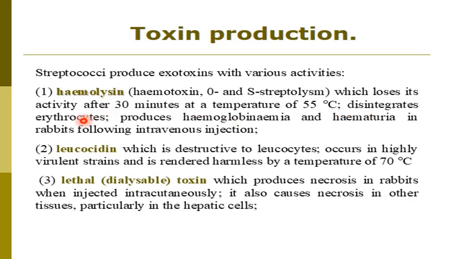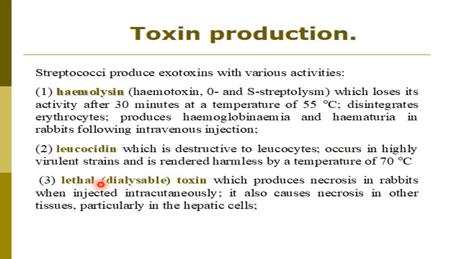Hemotoxins O and S, the streptolysins, lose their activity after 30 minutes at a temperature of 55 centigrade. This disintegrates erythrocytes and produces hemoglobinemia and hematuria in rabbits following intravenous injection. The second one is leucocidin, which is reactive to leukocytes, occurs in highly virulent strains, and is rendered harmless by a temperature of 70 centigrade.